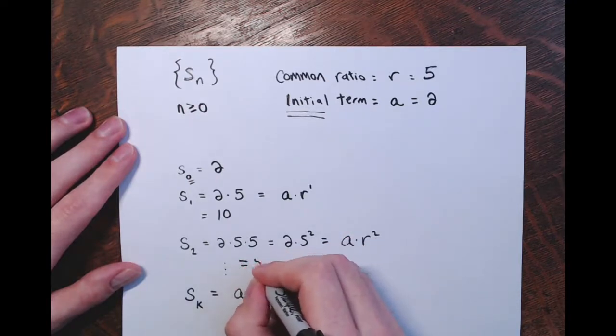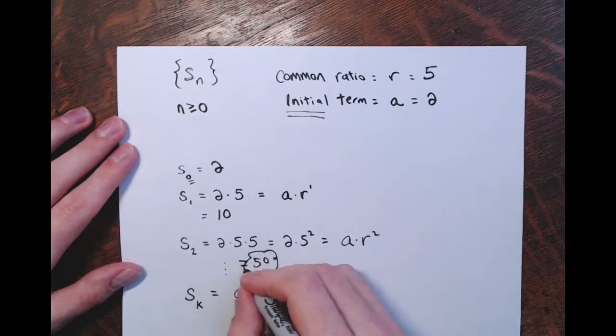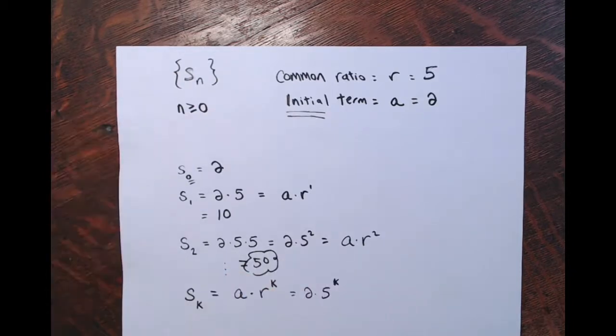Now, this is 50, right? And that's what they wanted, right? They wanted what s sub 2 was. They wanted that third term in the sequence, 50.